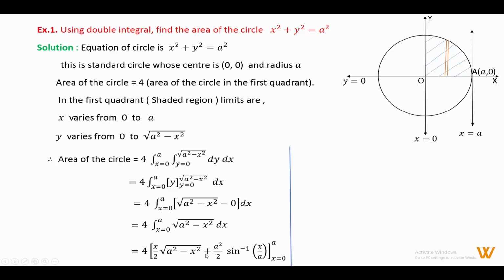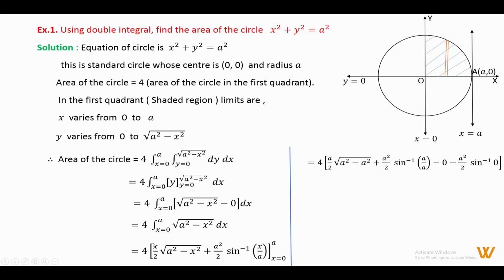minus x square plus a square by 2 into sine inverse x upon a, limit x varies from 0 to a. Now here, first put the value of x as a, then minus of put the value of x as 0. So it is equal to 4. Now first put the value of x as the upper limit a. So a upon 2 square root of a square minus a square plus a square by 2 sine inverse a upon a, minus of put the value of x as 0.